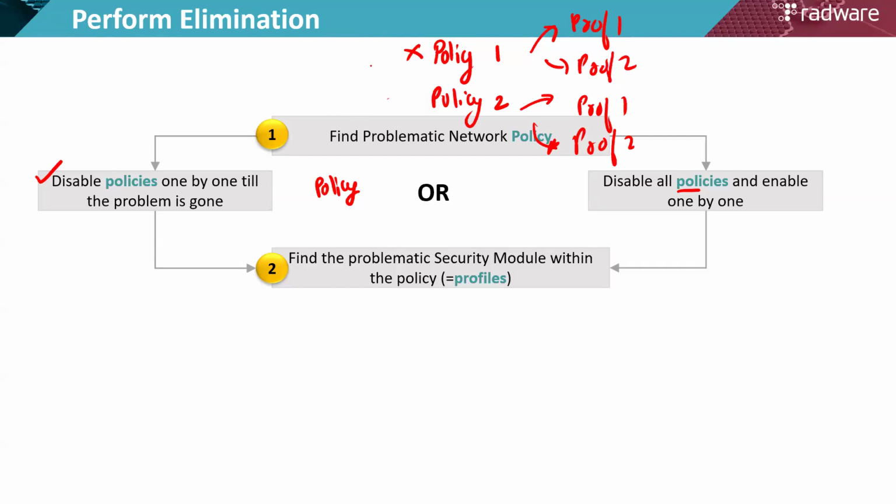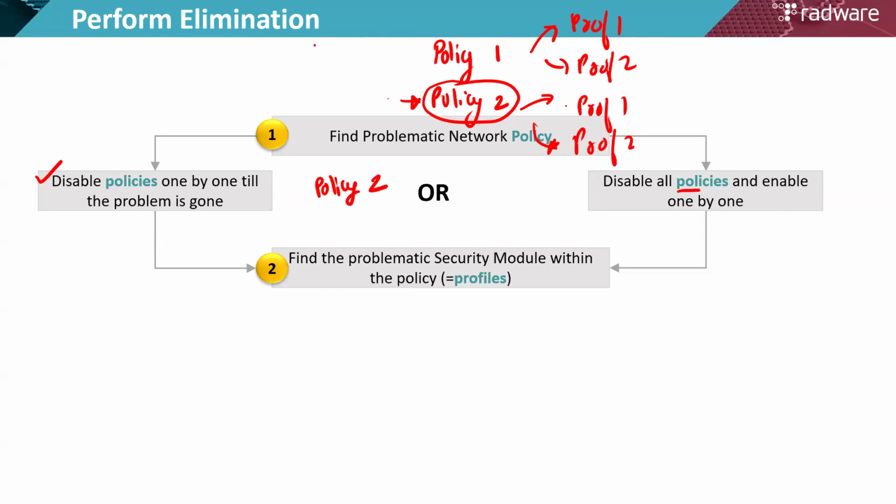So keep it as it is. You block it again. Now you enable this one. Now you see that the issue is gone. So you can certainly identify that this particular policy was the one causing the issue. Now that was identified. So policy two is identified.